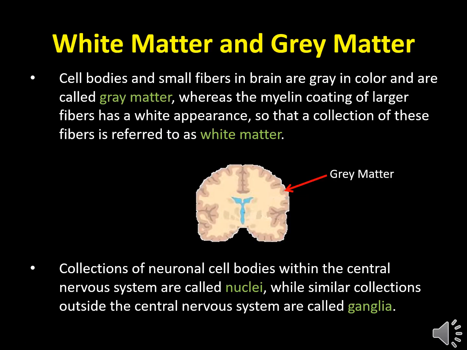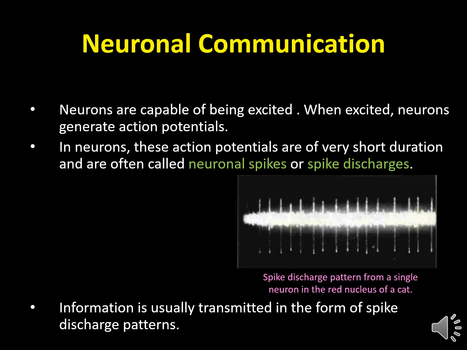Cell bodies and small fibers in the brain are grey in color and are called grey matter, whereas the myelin coating of larger fibers has a white appearance, so a collection of these fibers is referred to as white matter. Collections of neuronal cell bodies within the central nervous system are called nuclei, whereas similar collections outside the central nervous system are called ganglia.